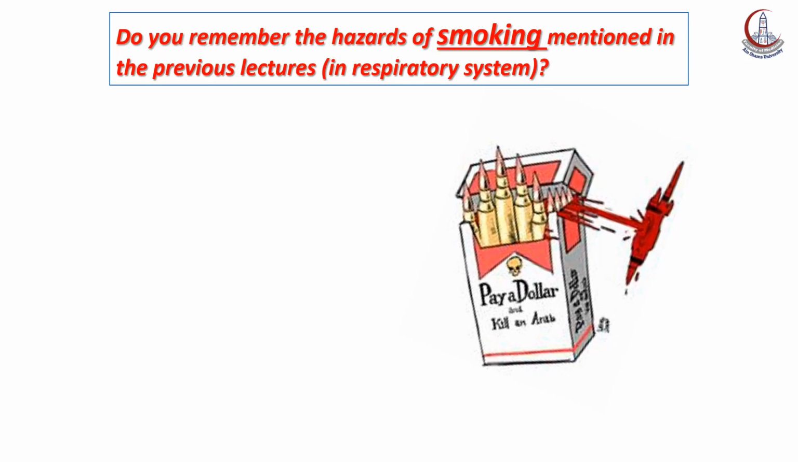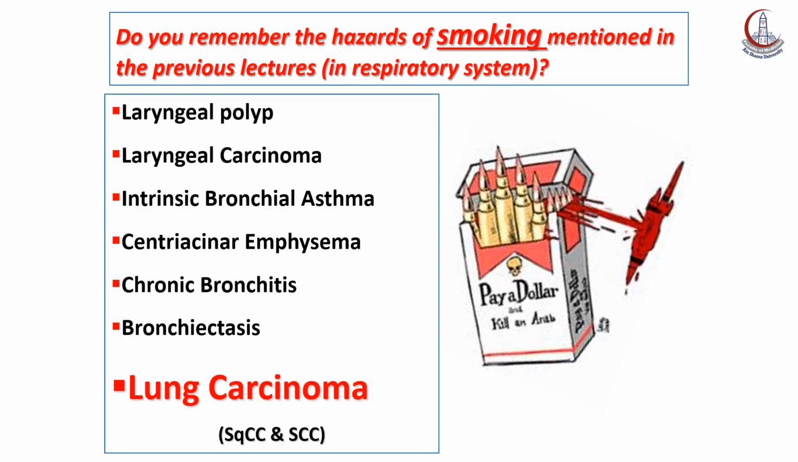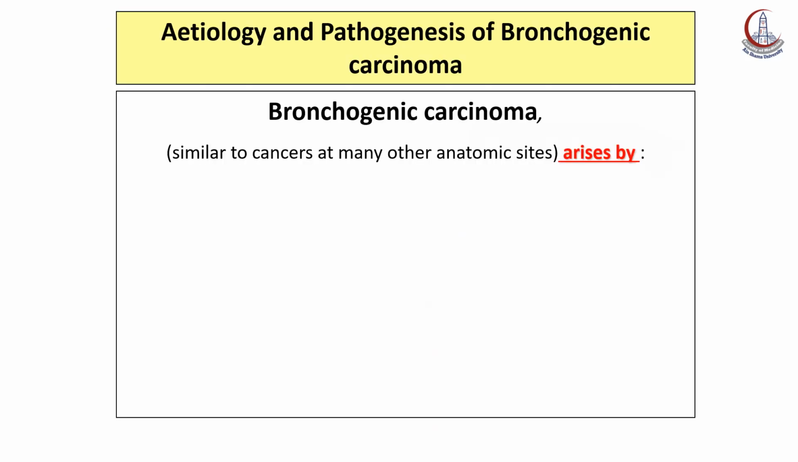Just to remind you about the hazards of smoking mentioned in the previous lectures in the respiratory system. These hazards cause laryngeal polyp, laryngeal carcinoma, intrinsic bronchial asthma, centriacinar emphysema, chronic bronchitis, bronchiectasis, lung carcinoma, especially squamous and small cell carcinoma. As we said, centriacinar emphysema and chronic bronchitis, we call it COPD.